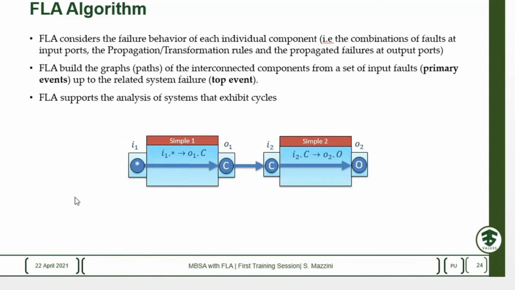So the algorithm considers the failure behavior for each individual component and the combination of faults at the input and the propagation transformation rules, and builds the set of graphs, paths, of the interconnected components in the architecture from a set of input faults to the related system failure. So from the primary events to the top event, and it also supports the analysis in case of cycles.